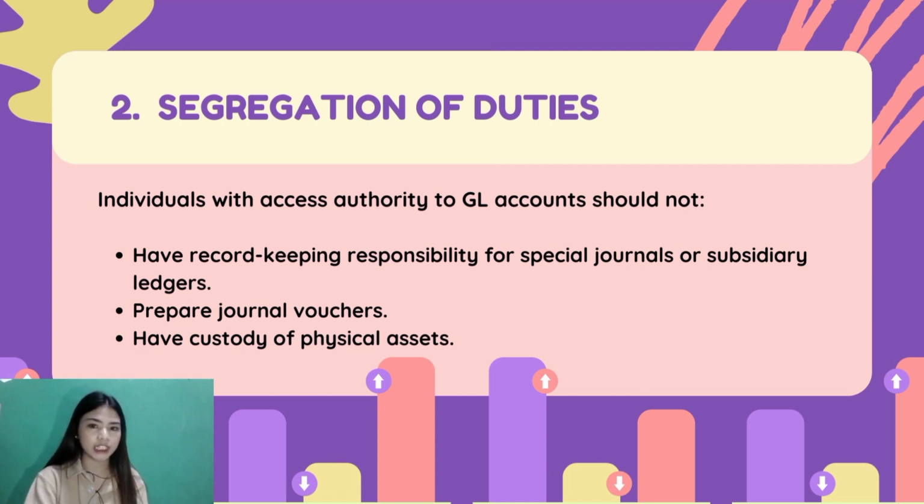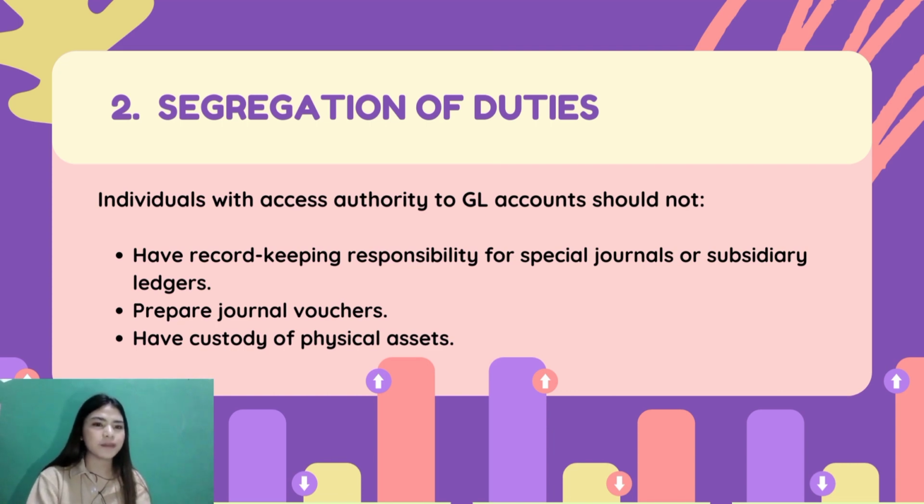journals or subsidiary ledgers. These separations help prevent errors and fraudulent activities where an individual might manipulate both the subsidiary records and the general ledger, effectively covering their tracks.